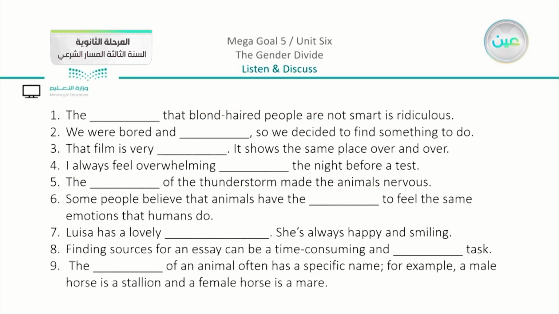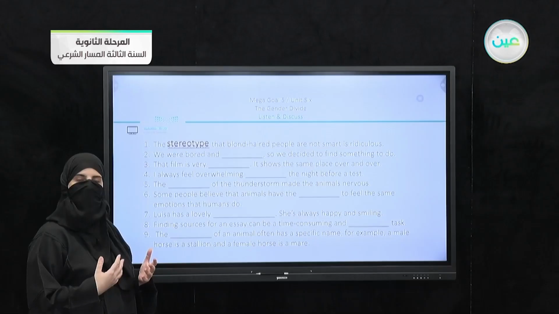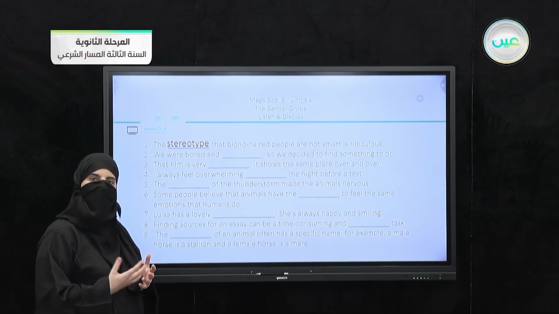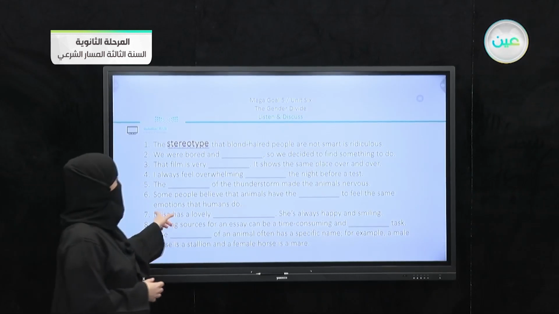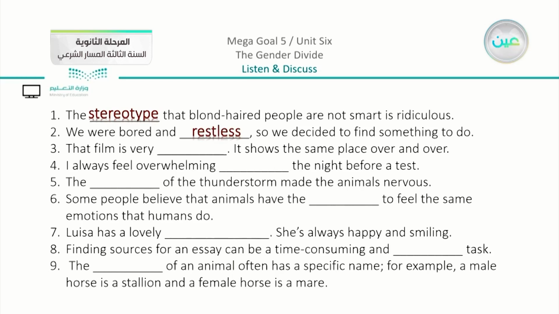So just to see the first one, we have here the blank that blonde-haired people are not smart is ridiculous. So we have an opinion here or a kind of idea that is ridiculous. So we can see that the most suitable word is stereotype. We were bored and blank, so we decided to find something to do. We were bored and we can see that there is some kind of feeling that is bothering. So we can say that we have here we were bored and restless.